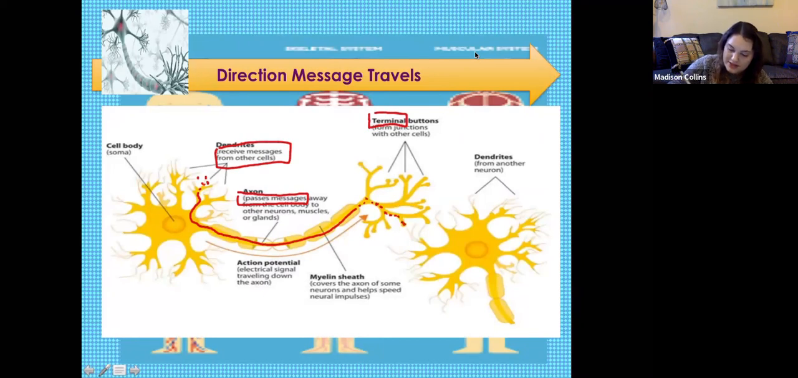So here we see that the dendrites of another nerve cell are actually connected directly to our axon terminal. So those chemical signals are going to bounce from one neuron to the next.